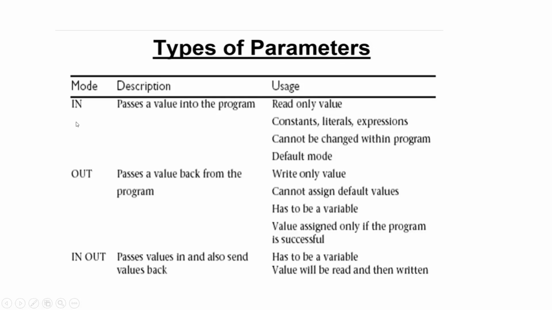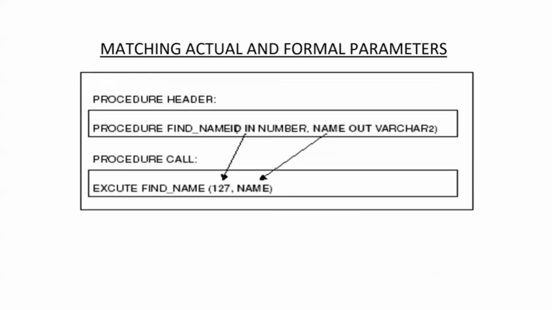Mode IN passes a value into the program. OUT passes a value back from the program. IN OUT passes values in and also sends values back. These are the types of parameters used in a procedure.